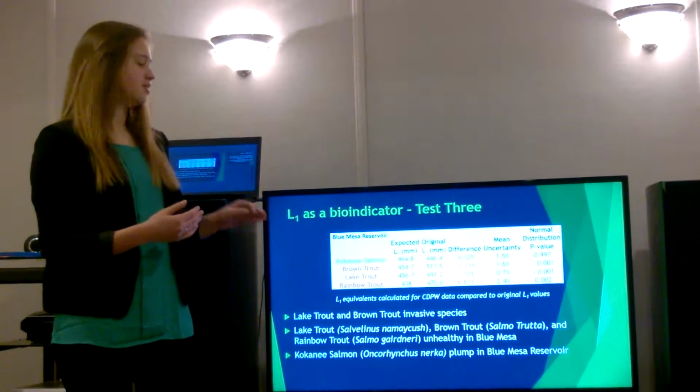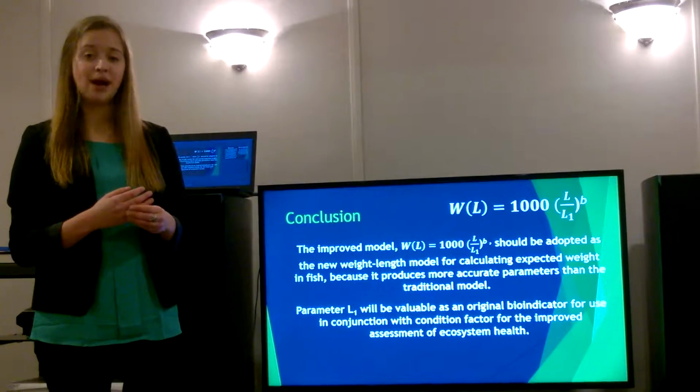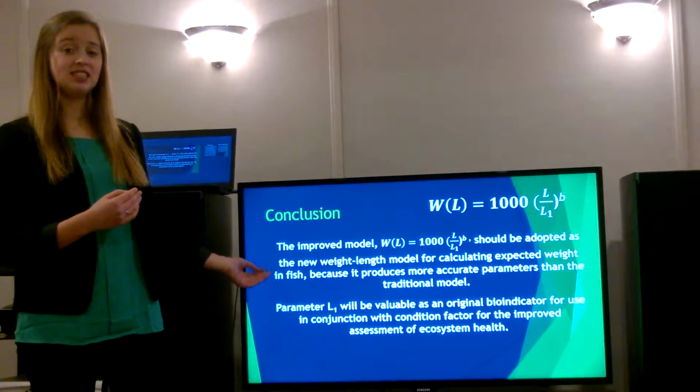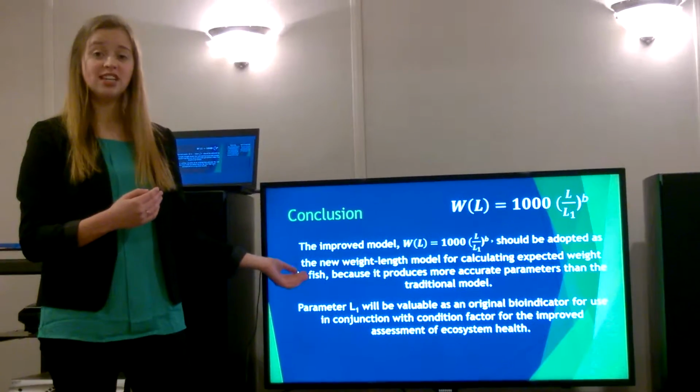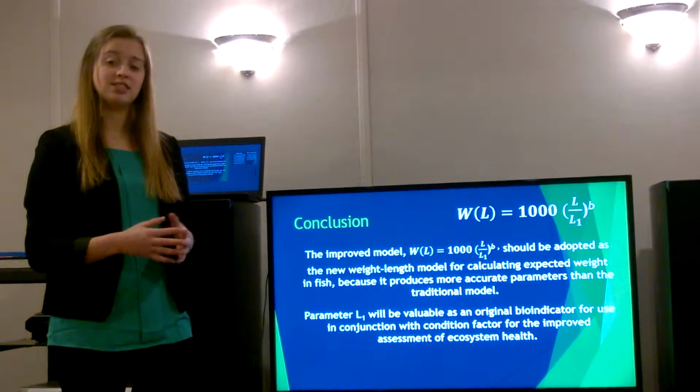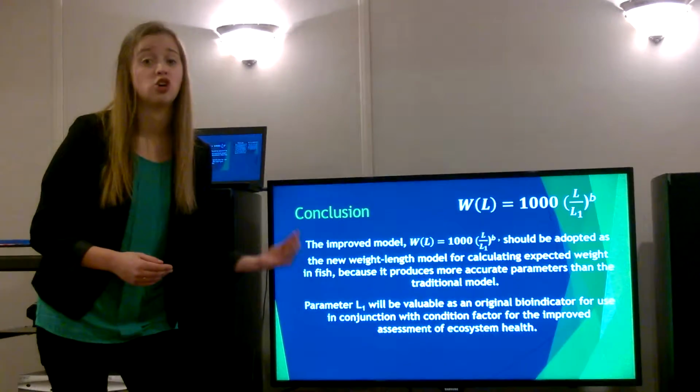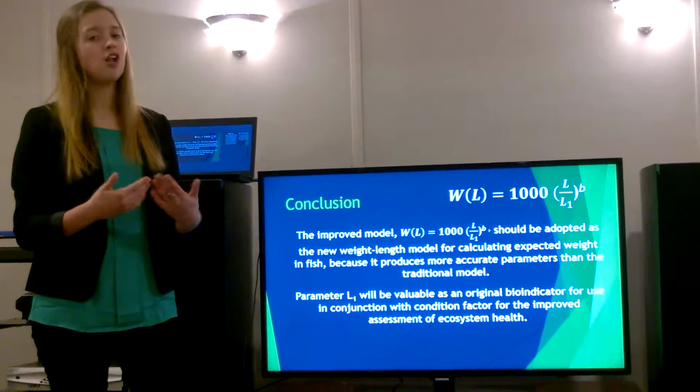So I propose that L1 is a sensitive bioindicator, and because its uncertainty is lower than the traditional model, it should be used in conjunction with condition factor to indicate ecosystem health, because it'll pinpoint problems earlier and with fewer samples, so it's all around better.